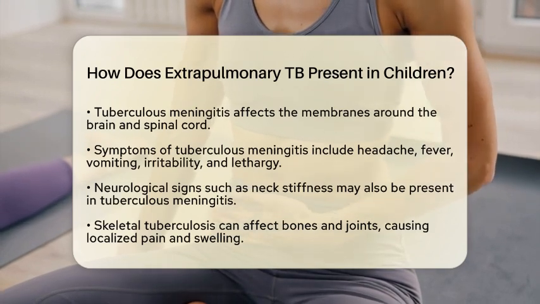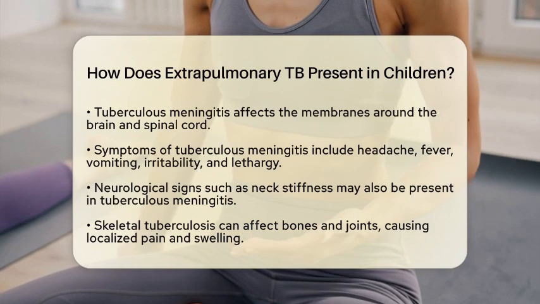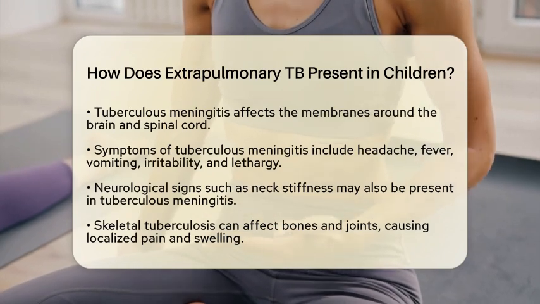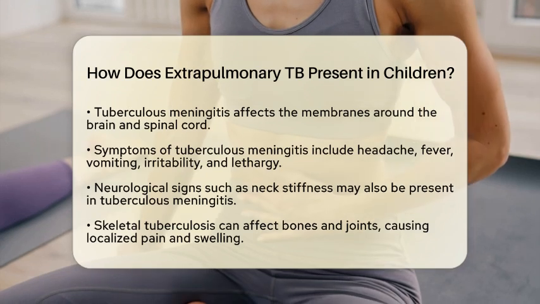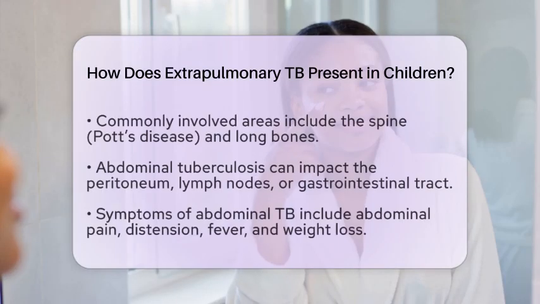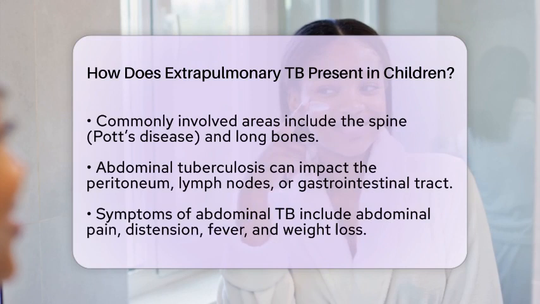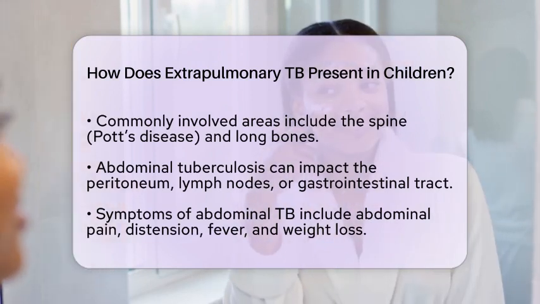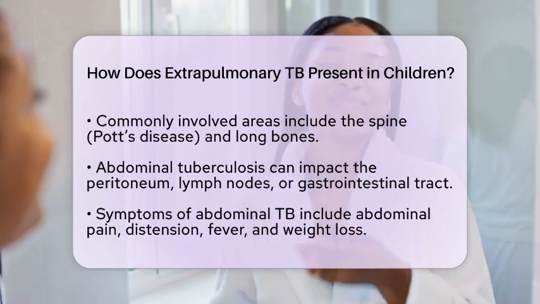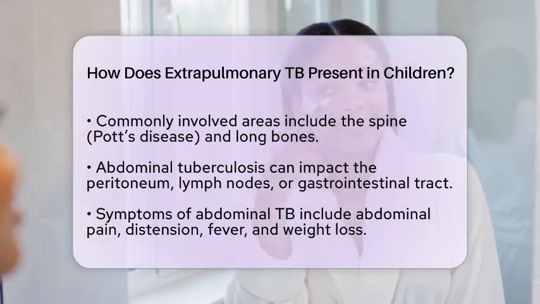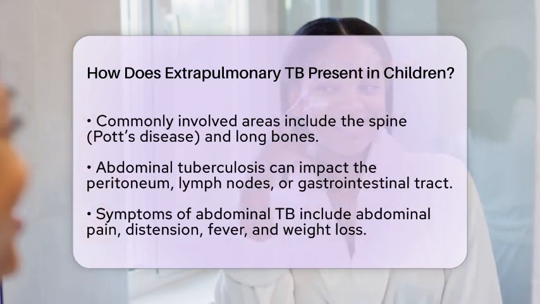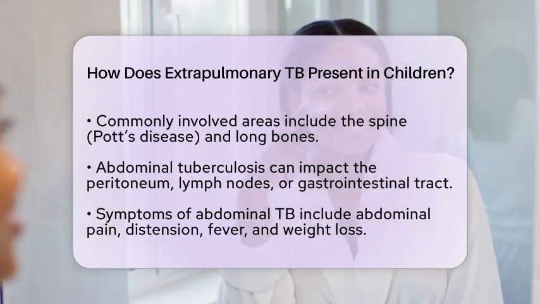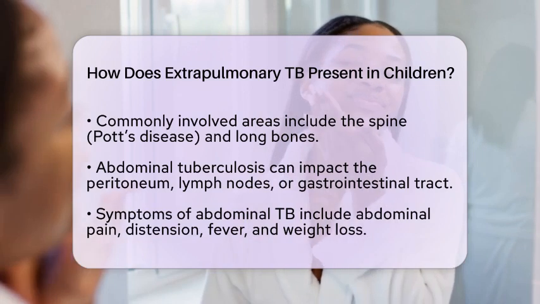Abdominal tuberculosis can impact the peritoneum, lymph nodes, or gastrointestinal tract. It may present with abdominal pain, distension, fever, weight loss, and in some cases, bowel obstruction. Miliary tuberculosis is a more widespread form where numerous small lesions develop throughout various organs. This can cause systemic symptoms like prolonged fever, weight loss, failure to thrive, and generalized swelling of lymph nodes.